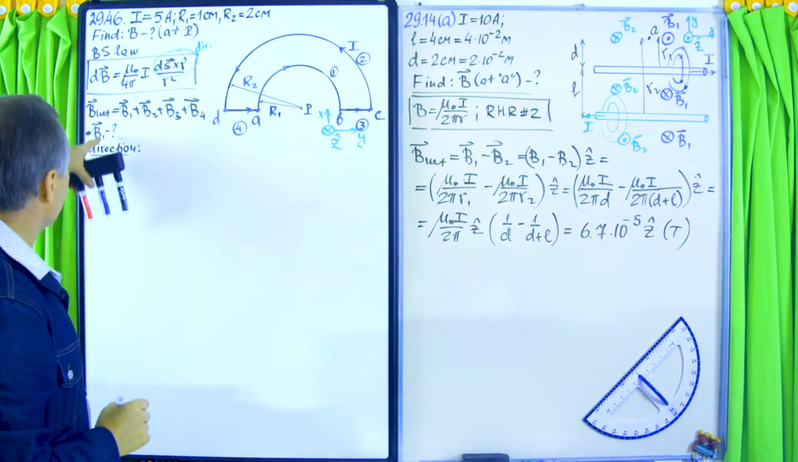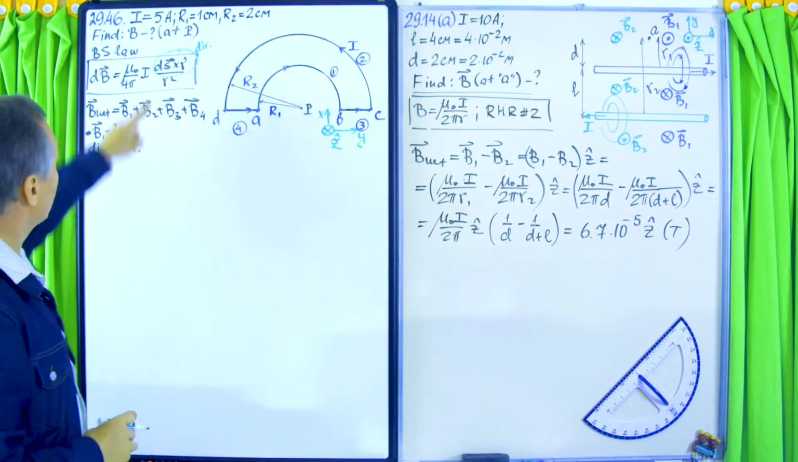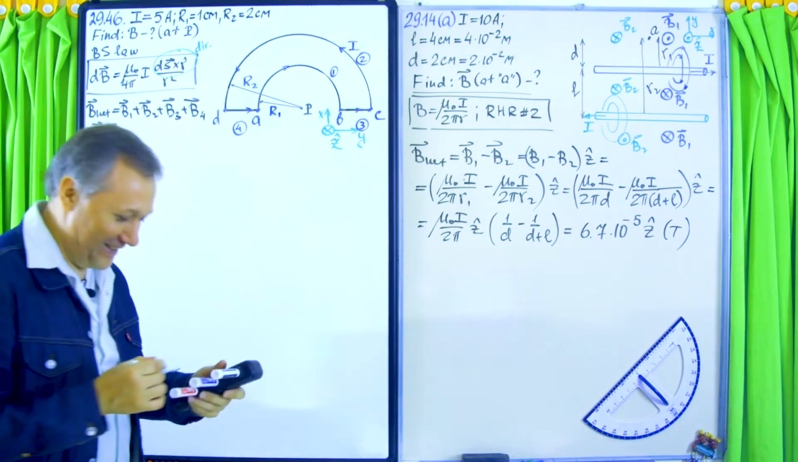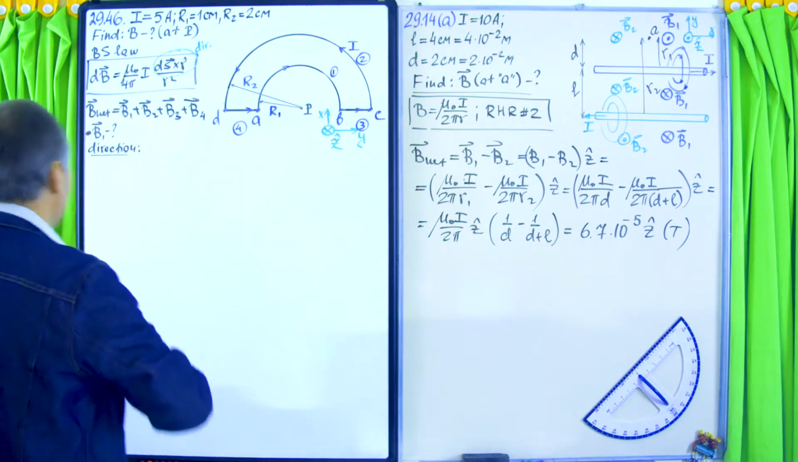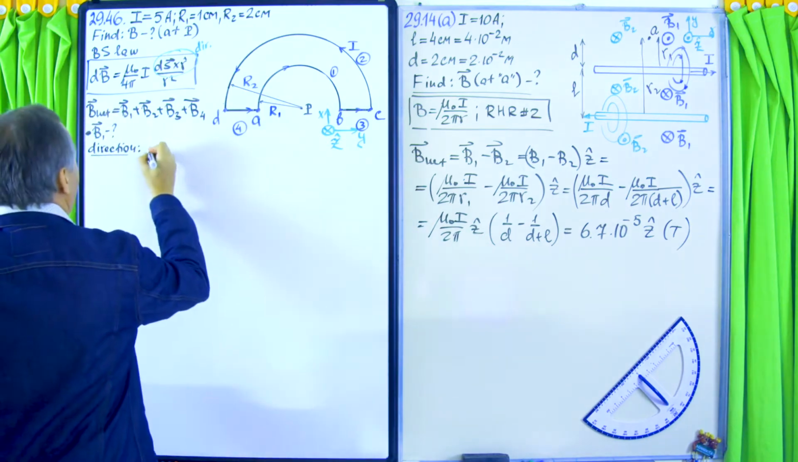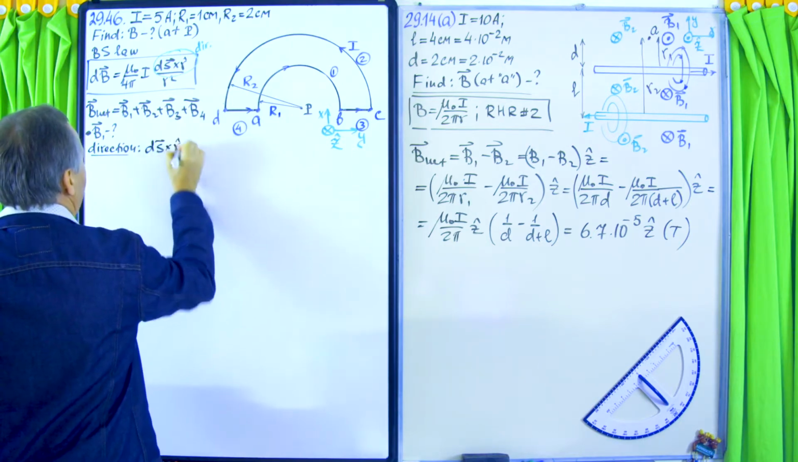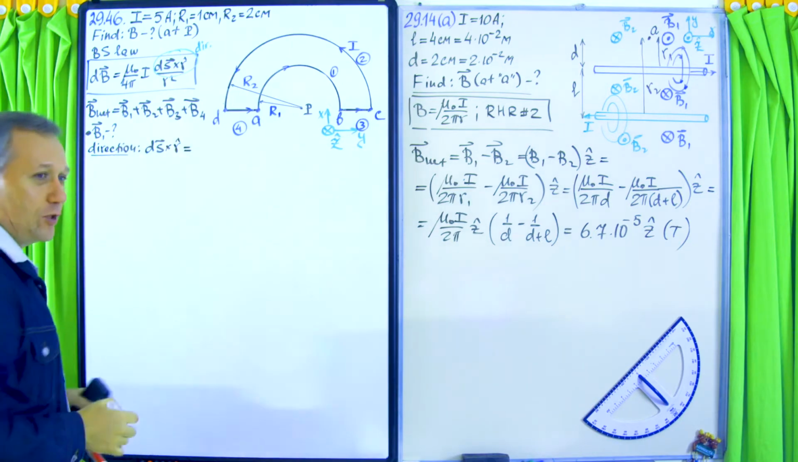So in order to find the direction of the magnetic field, we need to look at that cross product. All right, so ds cross r hat. So that's what we need to analyze.